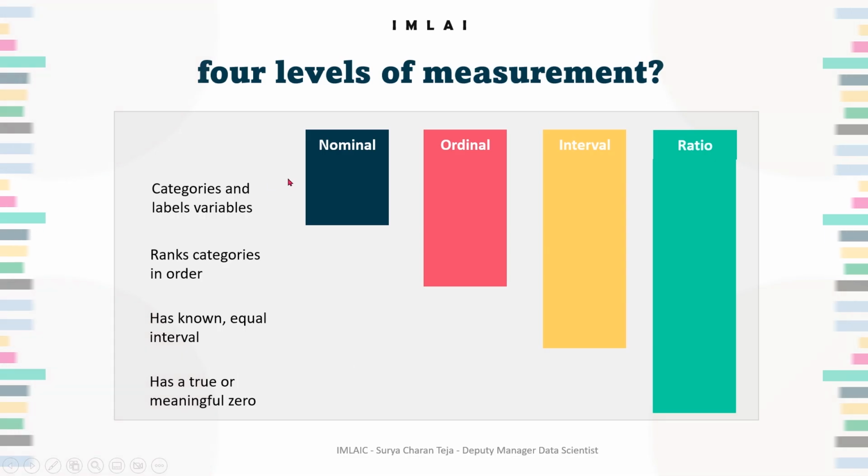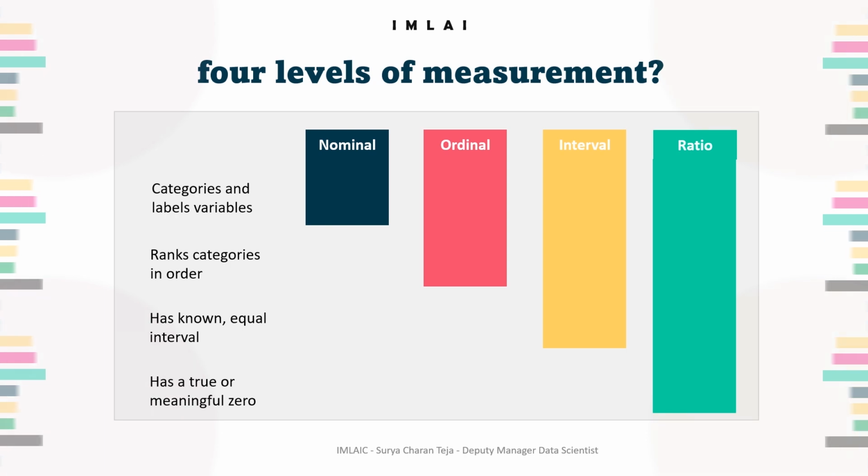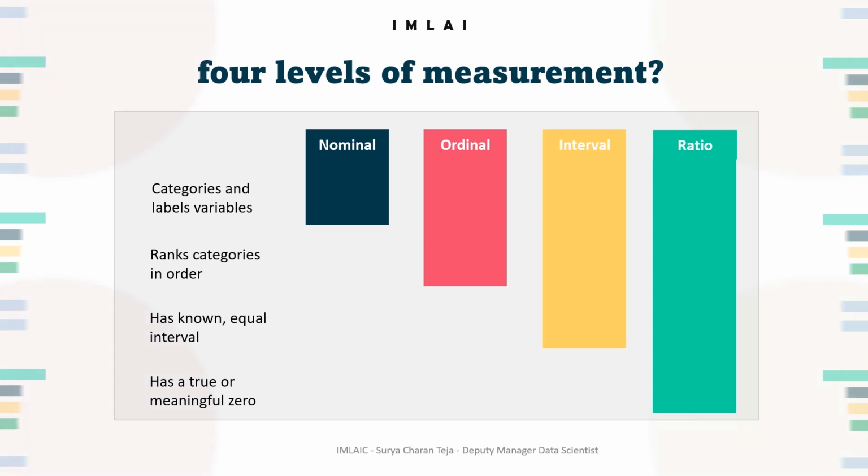So the ratio level covers all four parameters: categories, ranking of the categories, an equal interval, and more than that, a true or meaningful zero. That means you can have a meaningful ratio between the values. Even at the interval level you can compute a ratio, but it doesn't have any meaning, whereas with ratio data you get a meaningful ratio. So these are the different levels of measurement that are available for us.